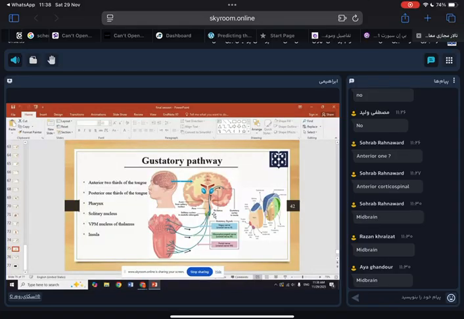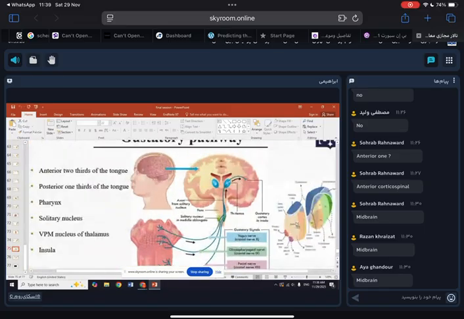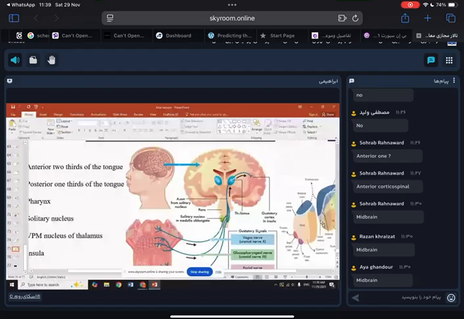If you remember, in the medulla oblongata, we have one nucleus, we called it solitarius. If you go and study the lessons which is related to the medulla oblongata, you can find that. Solitary nucleus. So the information from the tongue goes to solitary nucleus. After that, they must be amplified. They must enhance. So they must go to thalamus. Which part of the thalamus? VPM nucleus of the thalamus. So you can see here this part, VPM nucleus of the thalamus.